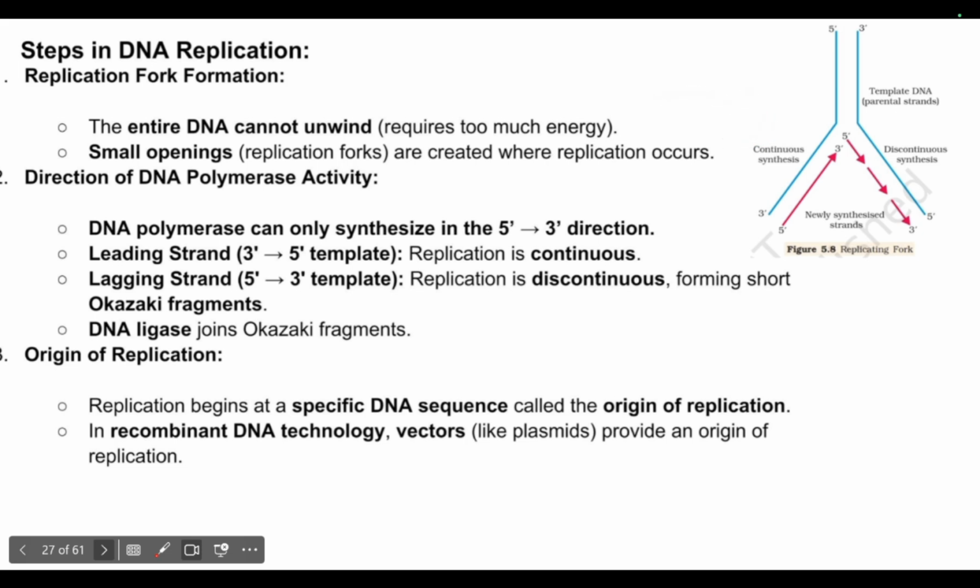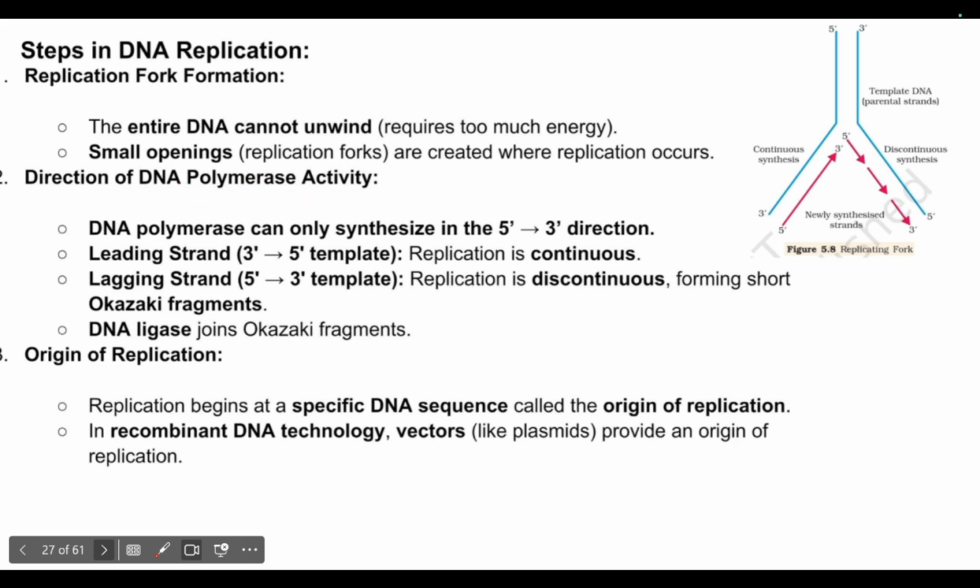Now why is it a small opening only? Why is the entire DNA not separated? Because it requires very high energy, which is not feasible for the cell. So this small opening is called the replication fork, and it is the site where replication will occur. It is also the site where DNA polymerase activity takes place.